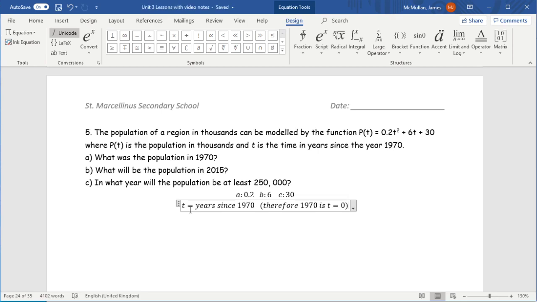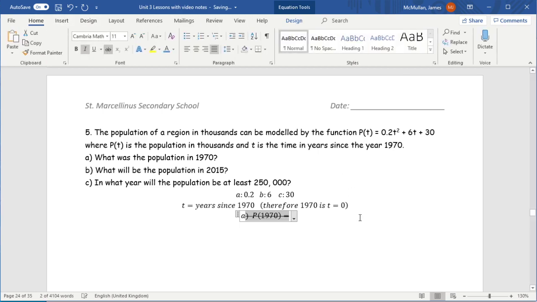If you want to know the population in 1970, for example question A, it's asking for P in 1970. You do not do this. P of 1970 is asking this equation, what will the population be 1,970 years after 1970, in the year 3940? It's way off. It's going to give you an answer that's way too high for it to make sense.